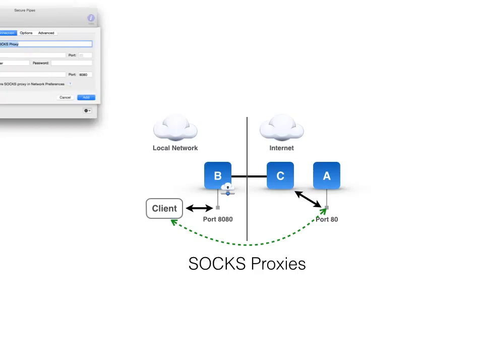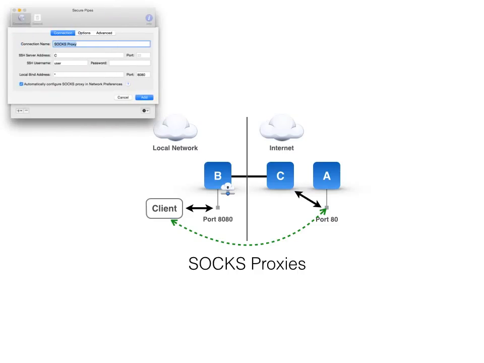So how do you set this up in Secure Pipes? Well, it's very simple. You add a new SOCKS proxy. You specify the SSH server, you specify the username, password, and then the most important configuration is probably the bind address. So here you want to specify one of two things: either a star, or localhost or 127.0.0.1. The only difference is whether you want people on your local network to be able to use the SOCKS proxy as well, or if you just want to use it for yourself. And then you specify the port that it's running on.